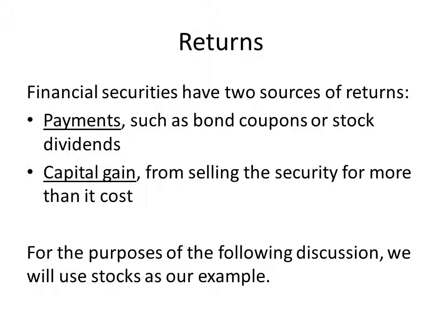Let's start by talking about returns. Financial securities have two sources of returns. Many securities make payments, as some bonds make coupon payments and some stocks make dividend payments. Also, there is a return from the capital gain, in other words, from selling the security for more than it costs. And so financial securities, therefore, have two sources of returns. Now, for the purposes of our discussion, we will use stocks for the examples in this chapter.